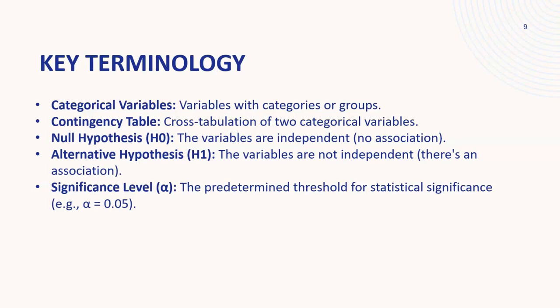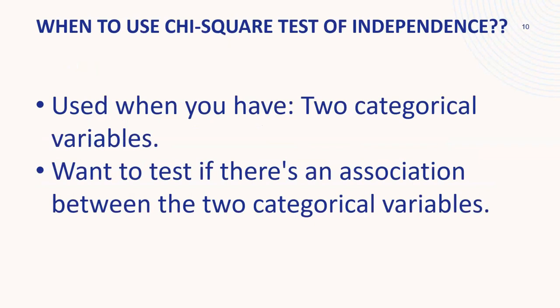Null hypothesis, that is H naught, is the variables are independent, that is there is no association between the two categorical variables. Alternative hypothesis is the variables are not independent, that is there is an association between the two categorical variables. And you have by default set value of your level of significance, which is denoted by alpha, that is 5% or 0.05.